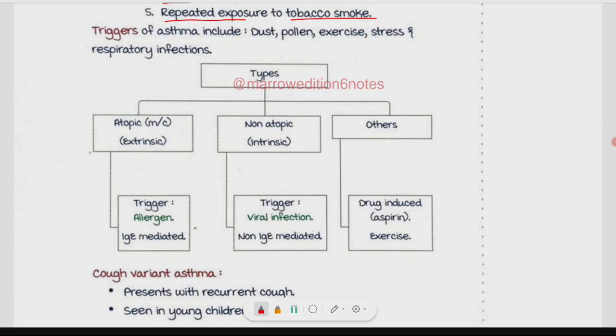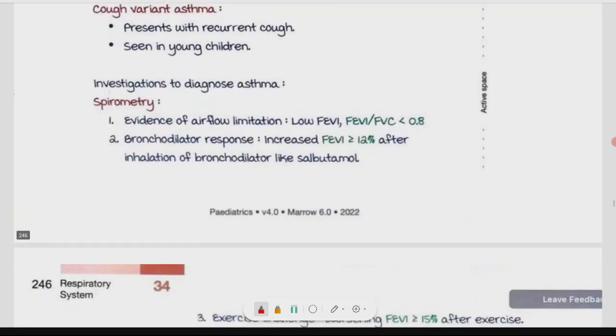So one is atopic, which is the most common, in which the trigger is an extrinsic factor. Like in atopic asthma, the trigger is an allergen which causes an IgE mediated reaction. In non-atopic asthma, it is an intrinsic trigger like any viral infection. It causes non-IgE mediated asthma. And others like drug-induced, aspirin also causes asthma, and exercise. There is a cough variant asthma, presenting with recurrent cough, seen in young children.